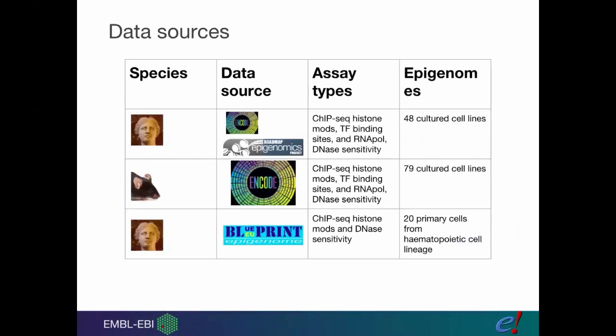So for human, we have 48 cultured cell lines from Roadmap and ENCODE, and 20 primary cell lines from the hematopoietic cell lineage from Blueprint. And in mouse, we have 79 cultured cell lines. And we have loads and loads of data from these. We have histone modifications, transcription factor binding sites, DNase sensitivity. So what do we do with these data?